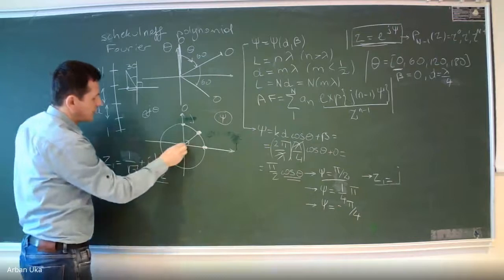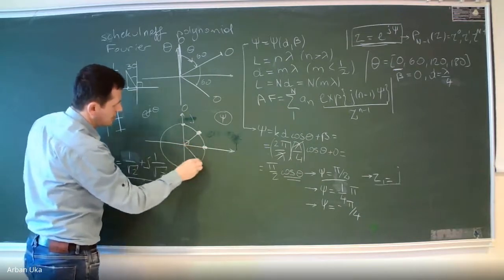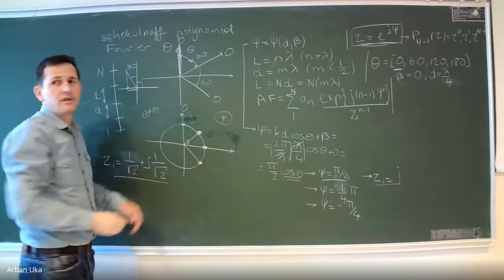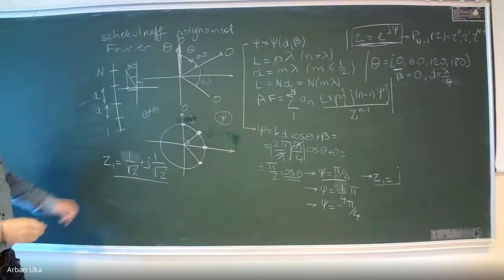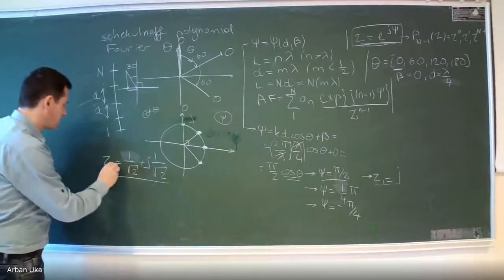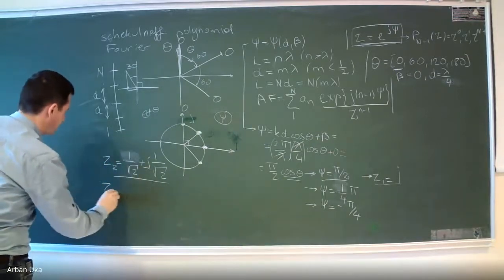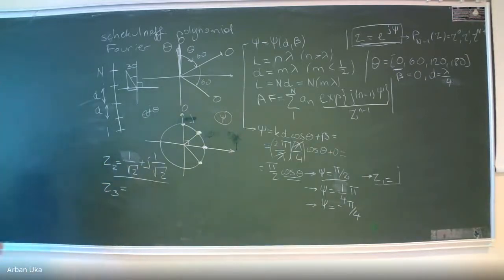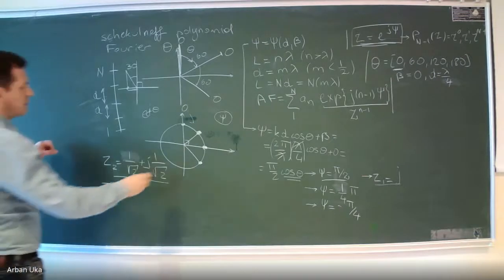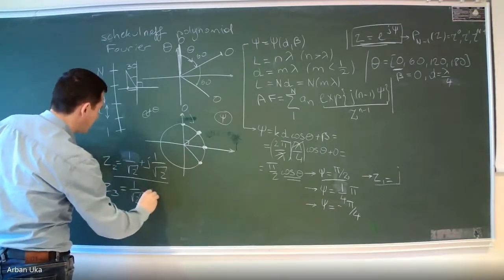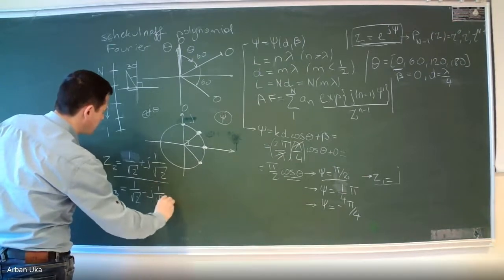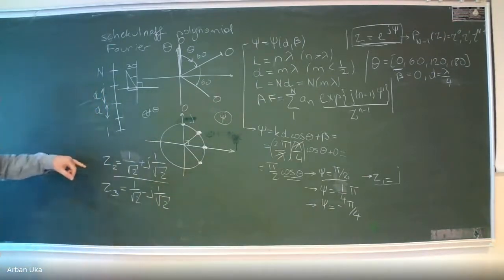So minus pi over 4, that means that, let's not forget, we're trying to draw here the angle psi in this domain. Z1 was j, sorry, this will be Z3 now, it will be e to the power j times minus pi over 4. So this will be equal to 1 over square root of 2 minus j times 1 over square root of 2. Are we clear here?